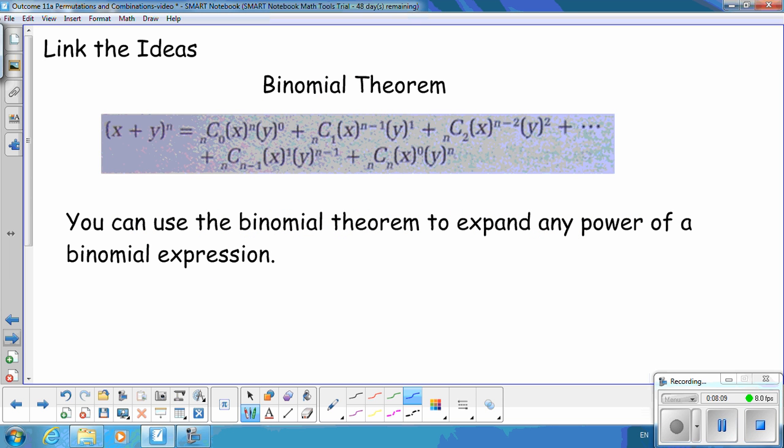Our binomial theorem says that if we are expanding x plus y to the power of n, this is the pattern that it follows. It becomes nC0, and our exponents decrease. You'll see what happens to our coefficients, go from nC0 to nC1 to nC2, and so on. We can use the binomial theorem to expand any power of a binomial expression.